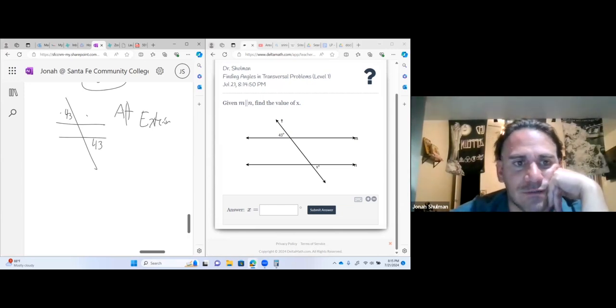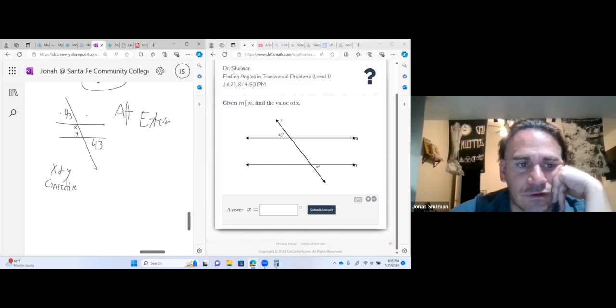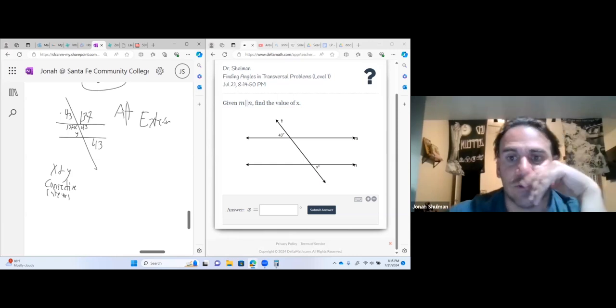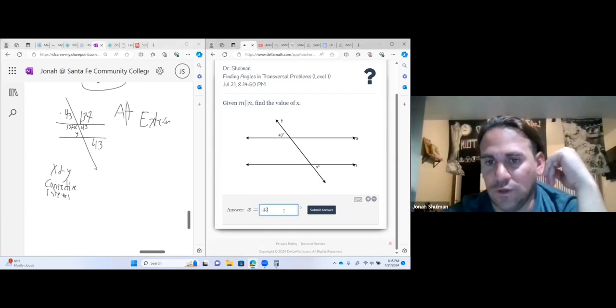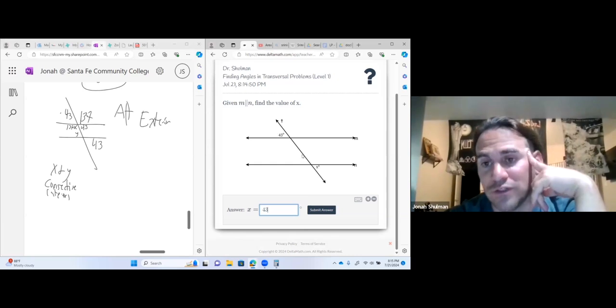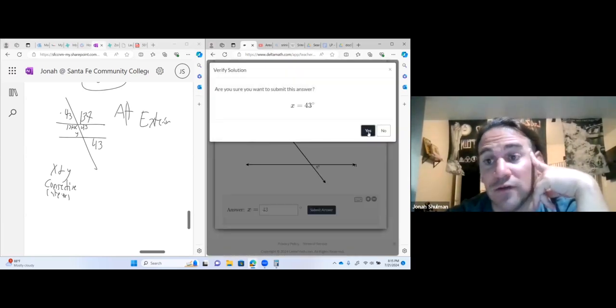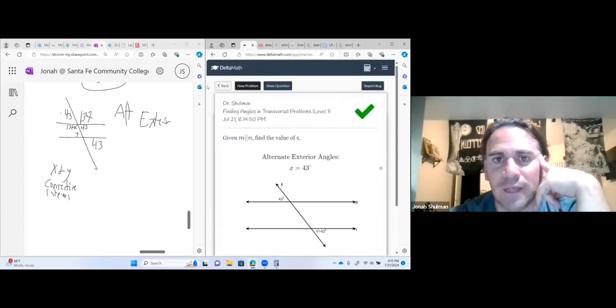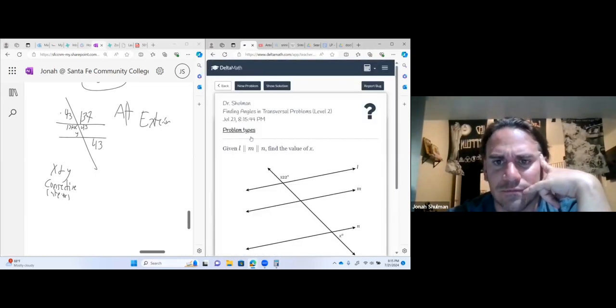So if it was X and Y, these X and Y are consecutive interiors. And we can get them all. 43, 137, 137, 43, and then you can just drop them down. 43. These are called corresponding, alternating interior angles. If it was up top here, that'd be corresponding. I know there's a lot of words. All right, so let's do another one.